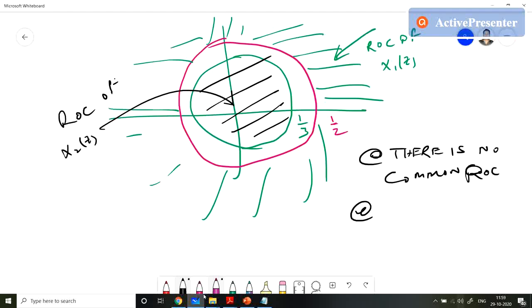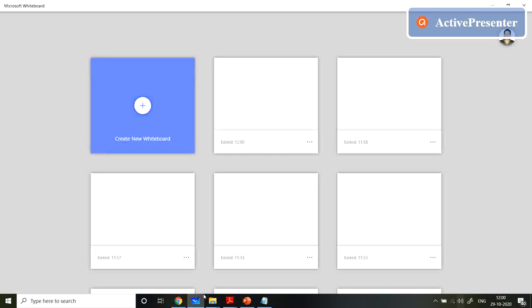It means the Z transform is not possible, because there is no common ROC. So the Z transform is not possible. So let us discuss another problem.